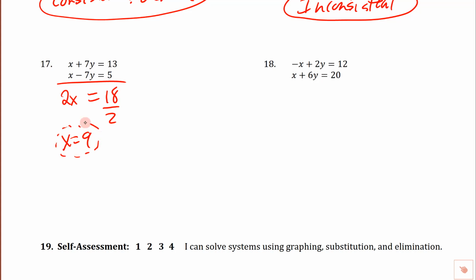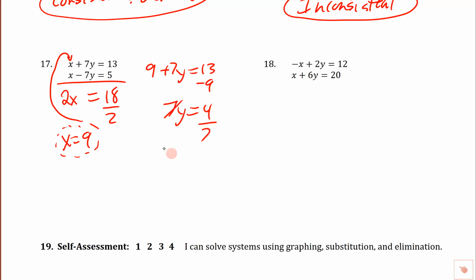Now let's plug that back in. I think I'm going to plug into that first one because it's positive, so we're going to put this right here. So we get 9 plus 7y equals 13. And we're going to subtract the 9. So we get 7y equals 13 minus 9. That's going to be 4. And we don't panic here because we are totally okay with this. We know that this is just a fraction, so we're going to leave that 4/7. There are the two answers. And we just want to write it as an ordered pair. So if we were to graph the two of these, they cross at (9, 4/7).